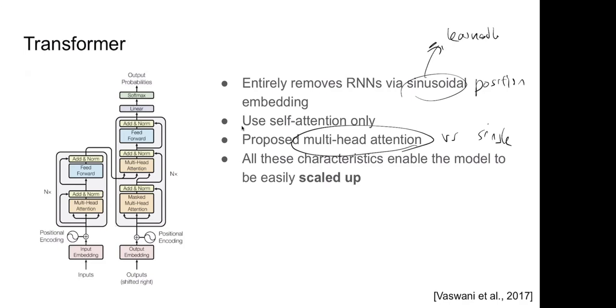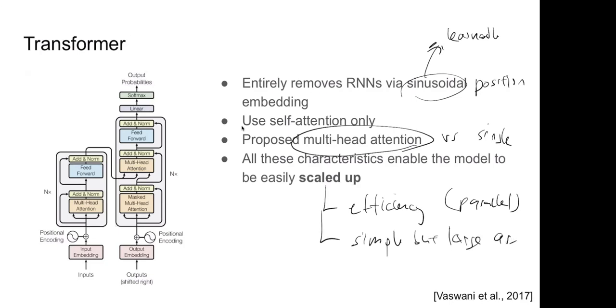And again, all these three characteristics enable the model to be easily scaled up. And I'm not just talking about the efficiency, which is the parallelizable characteristic, but also the fact that we don't have to worry about the model's detailed architecture too much, and we can simplify it, but just scale up. Simple but large architecture. So that was a really brief introduction to Transformer.